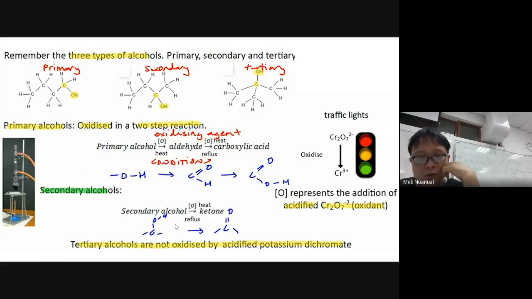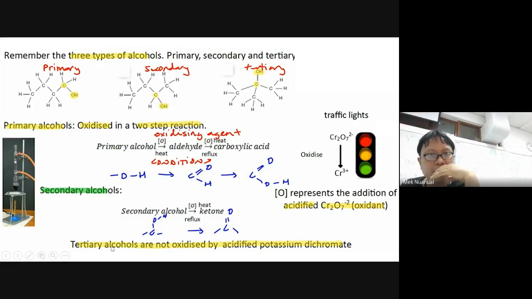And then again, you still use the K2Cr2O7 as the oxidizing agent, okay? So that's still the same, but you do it with a reflux in this single step. Right, that should be it now.